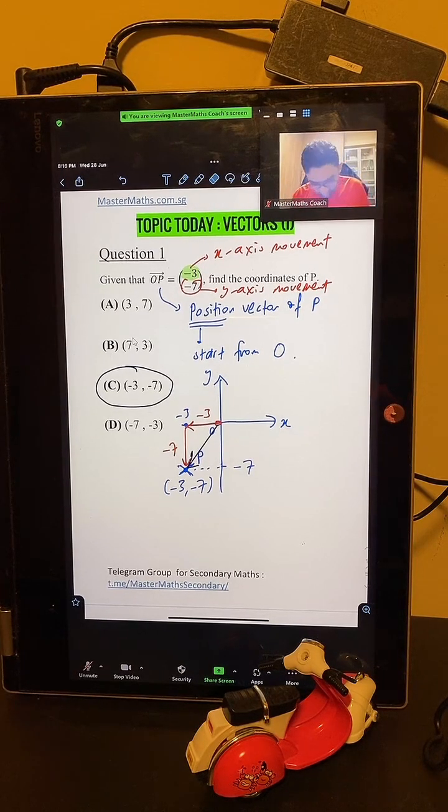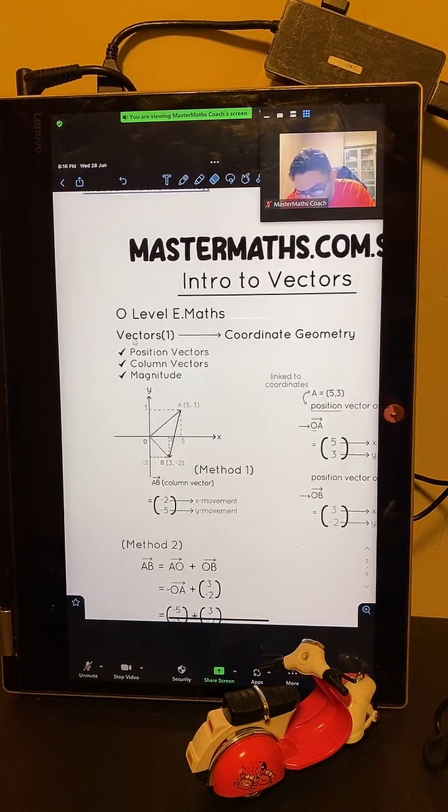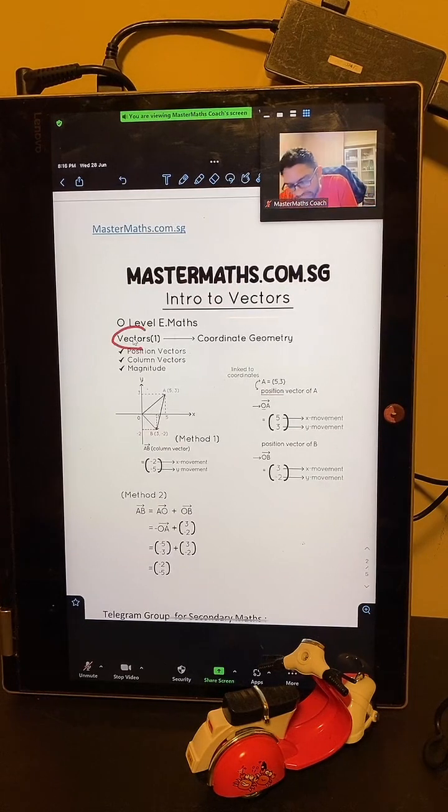Okay, nice. This is the introduction to vectors, part 1. So we talk about the first part of vectors here, which is vectors relating to coordinate geometry.